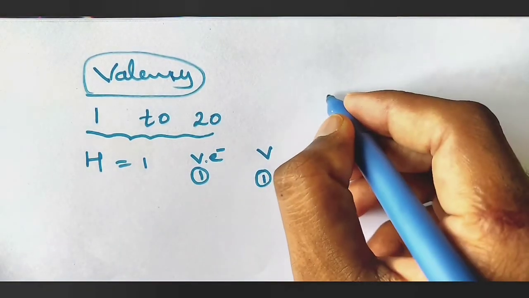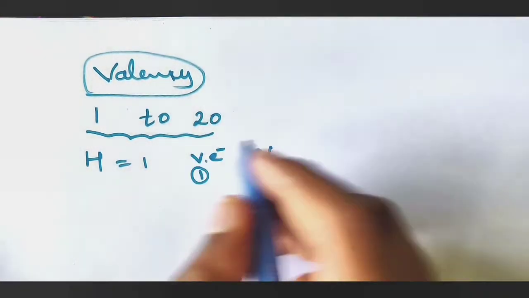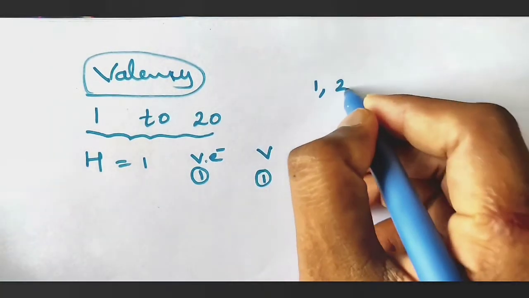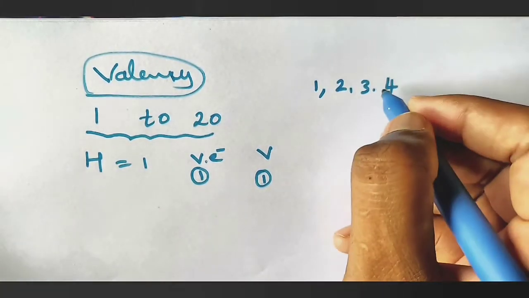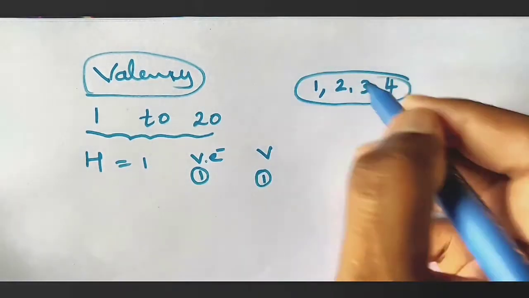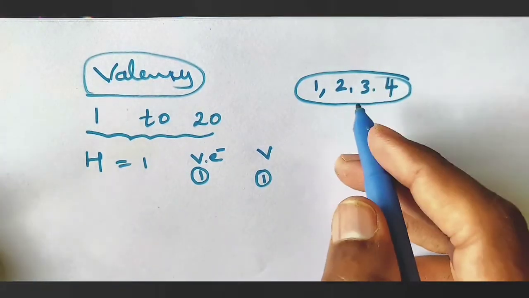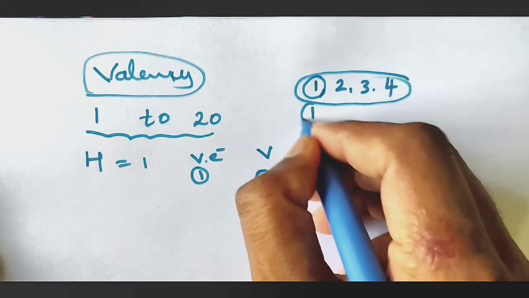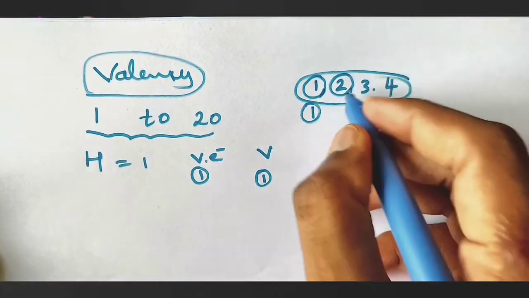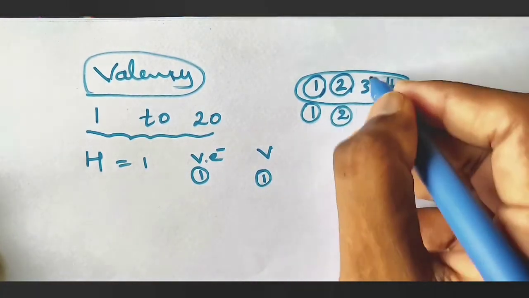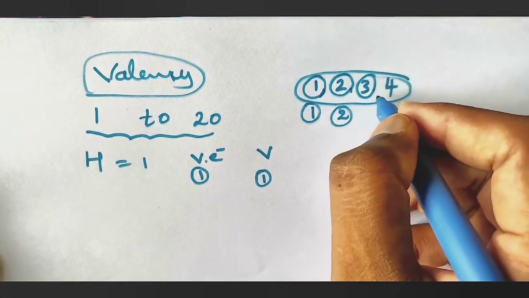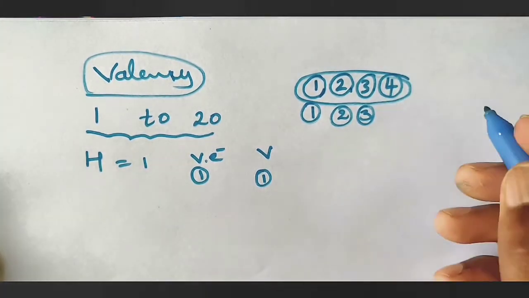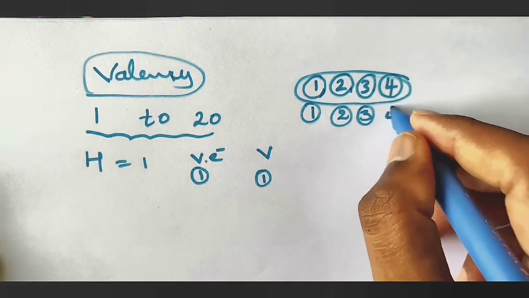See how you are going to find out the valency of elements which have valence electrons 1, 2, 3 and 4. They will have the same number of valency. Like, if the element has 1 valence electron, the valency will be 1. If the element has valence electron 2, then the valency will be 2. If it has valence electron 3, then the valency will be 3. If it has valence electron 4, then the valency will be 4.